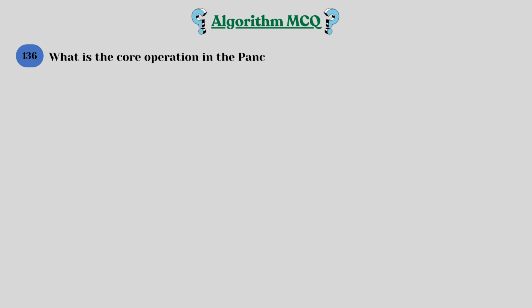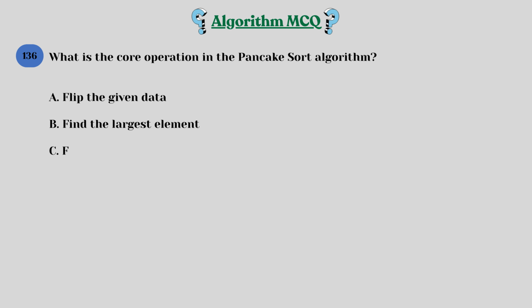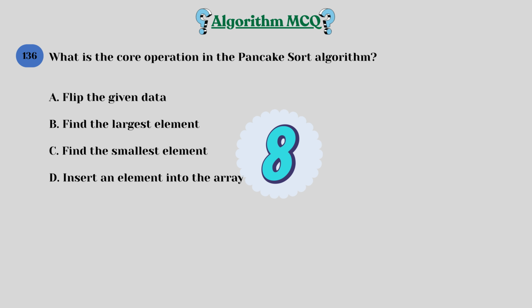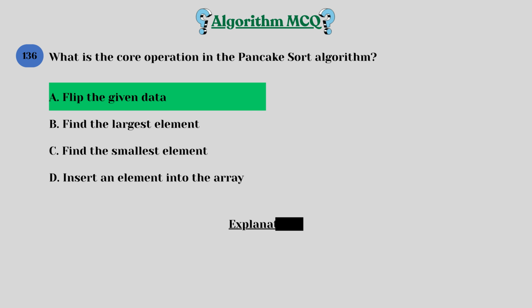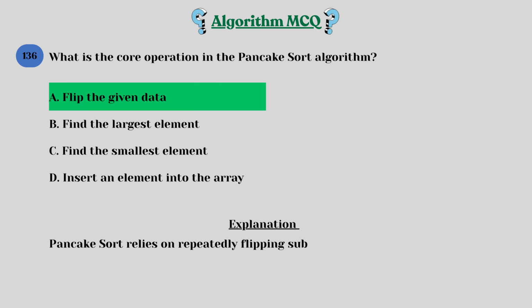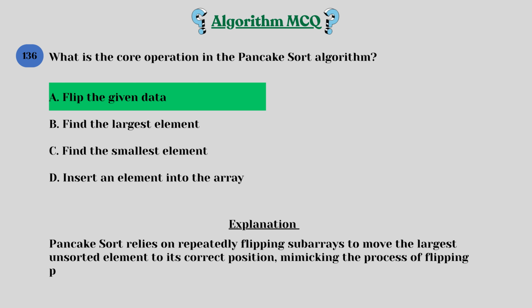What is the core operation in the pancake sort algorithm? Correct answer, flip the given data. Explanation, pancake sort relies on repeatedly flipping subarrays to move the largest unsorted element to its correct position, mimicking the process of flipping pancakes in a stack.